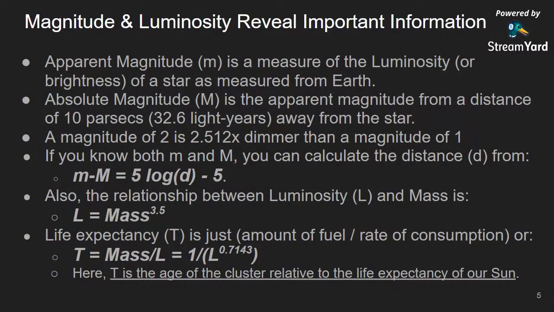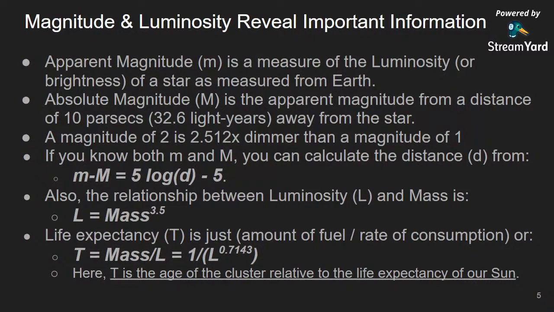And so the idea is, if you know both little m and big M, apparent and absolute, you can calculate the actual distance to the star. That's through the distance modulus, which is just the difference between the apparent and absolute magnitudes. So m minus M is equal to 5 times log of the distance, minus 5. You can re-engineer that equation and solve for the distance, as long as you know the two magnitudes.